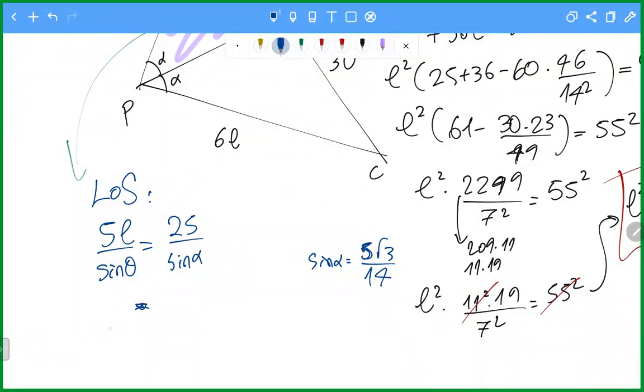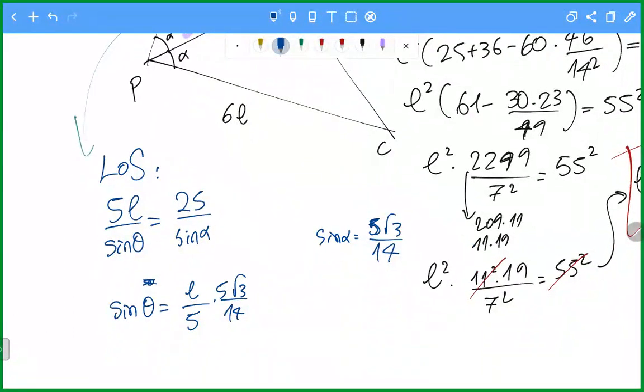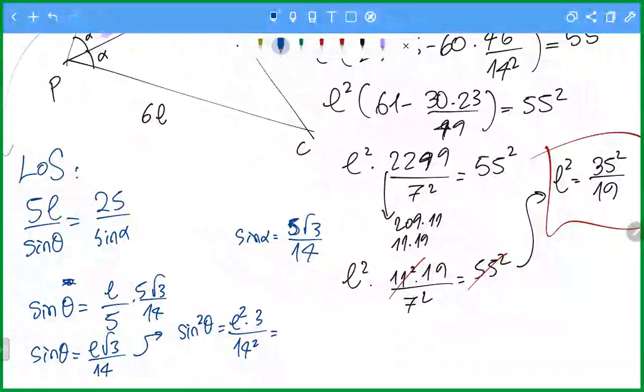So let's find sine theta. Sine theta then equals L over 5 times sine alpha, 5 root 3 over 30. Okay, or sine theta equals L root 3 over 14. Okay, and then sine squared theta is then L squared times 3 over 14 squared. Now L squared is what? 35 squared over 19. So let's write it down: 35 squared over 19 times 3 over 14 squared.